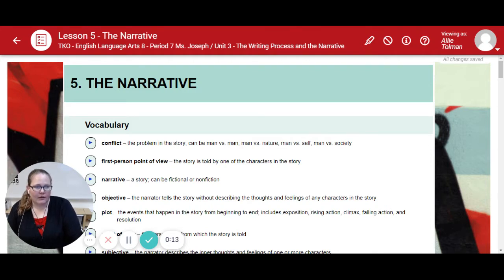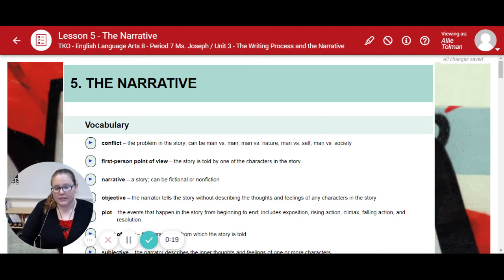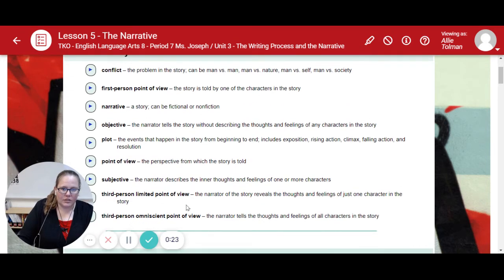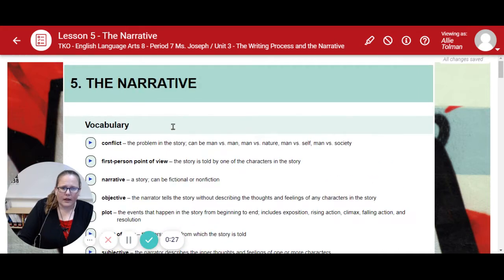We're talking about the narrative. We are still talking about the writing process, because we are still in Unit 3. Today we have a good chunk of vocabulary, so please have your notes ready to go, and we will get started. So our Lesson 5 is the narrative.